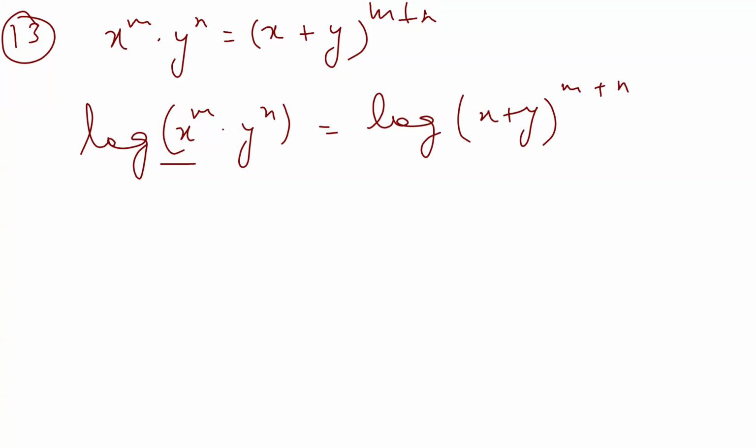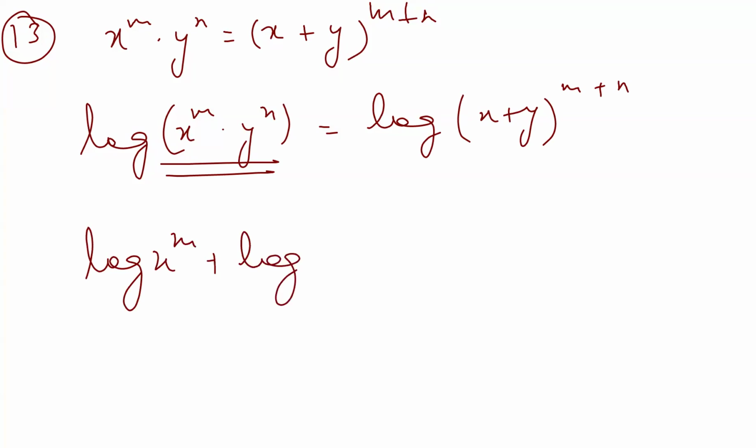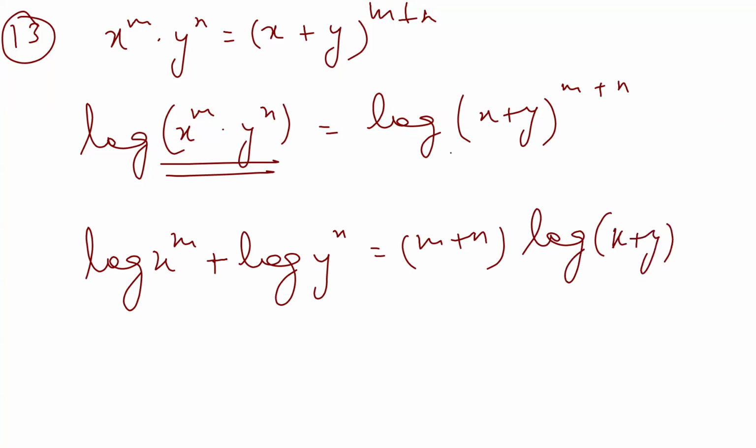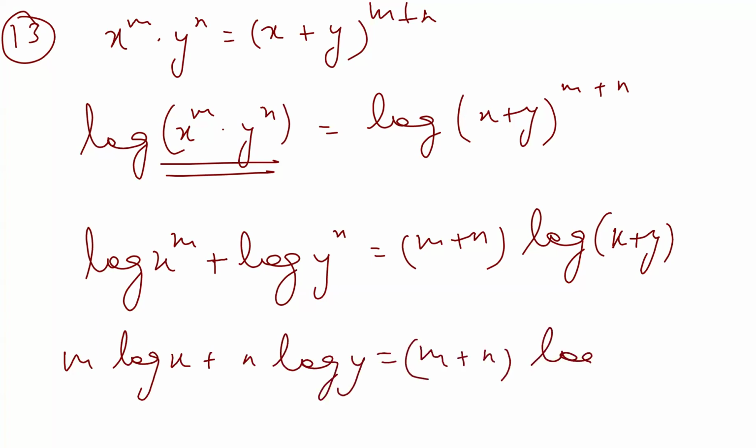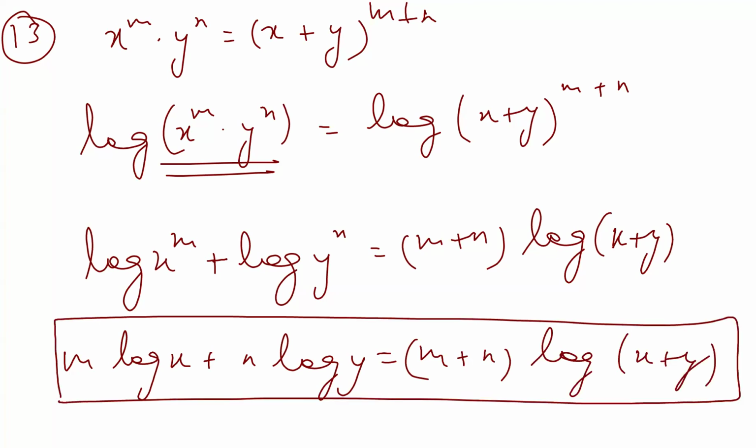Log AB is log A plus log B, and on the right hand side log A raised to B is B log A. This is the log a raised to b property, b log a. Okay. Now m log x plus n log y is equal to m plus n log of x plus y. Now we have to differentiate this because all log properties we have applied.